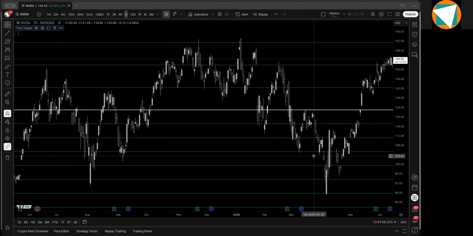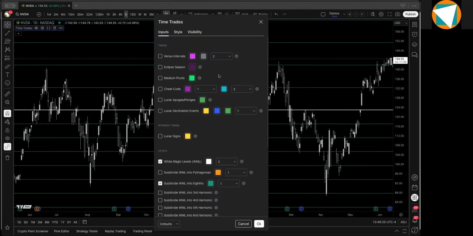Okay, so I don't want this video to be too long. What I've covered so far is really just a quick orientation of the two major components of time trades. That's the TradingView scripts, and secondly is the web application. And we've also covered the two most important elements of one of those TradingView scripts. That's Venus intervals and white magic levels along with its subdivisions. So that's it for this video.